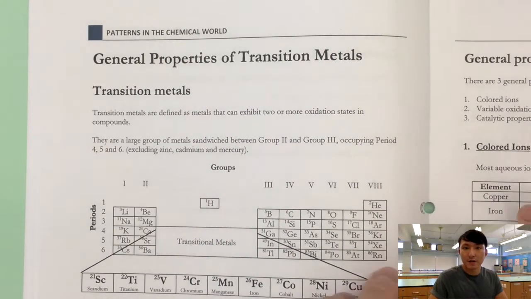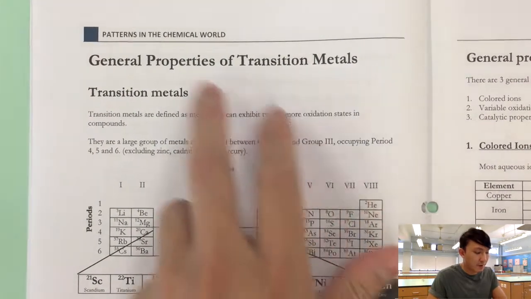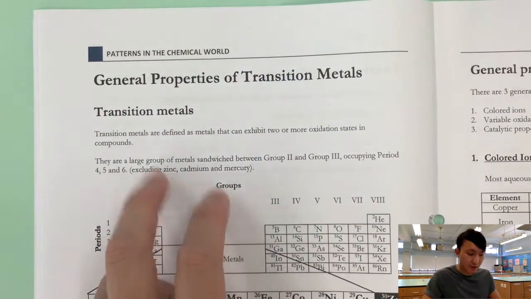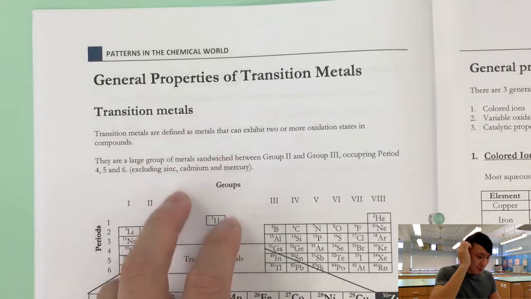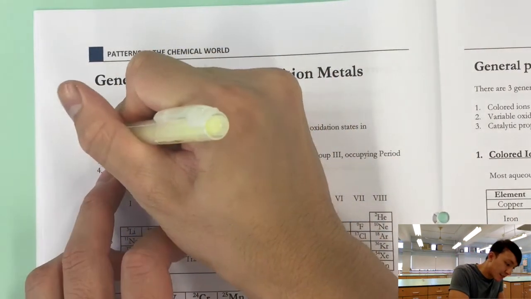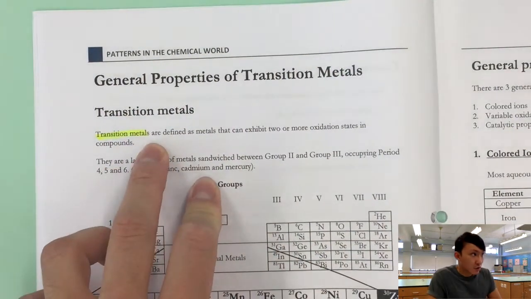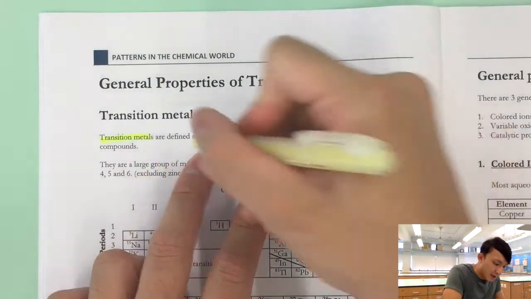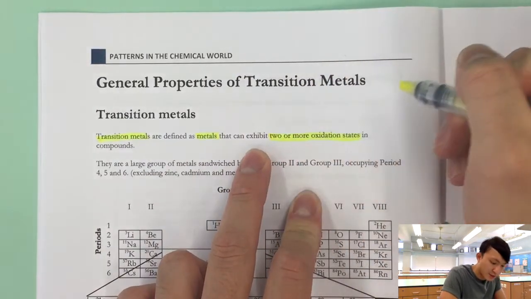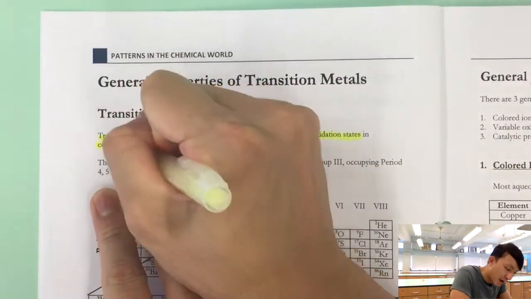Hi, in this video, I'm going to continue on the topic patterns in the chemical world, and in this video, I will be focusing on the transition metals. So let's get started. Now, what do you mean by transition metals? Let's underline the definition. Transition metals are defined as metals that can exhibit two or more oxidation states in compounds.